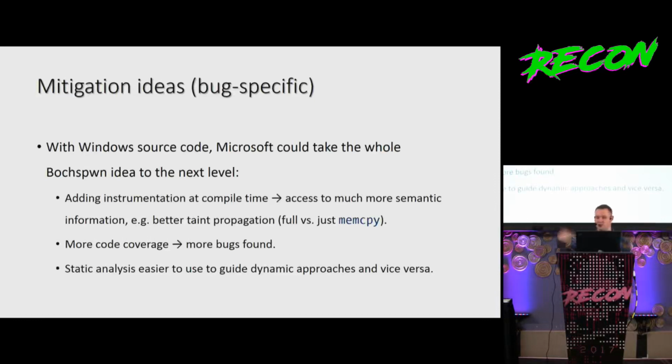So for example, they could implement taint propagation better than I. They could have more code coverage because I imagine they definitely have more tests for generating this coverage than I have. And they can use static analysis to actually guide dynamic approaches and vice versa.